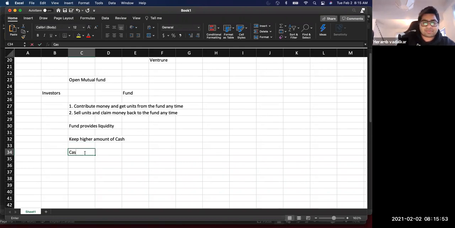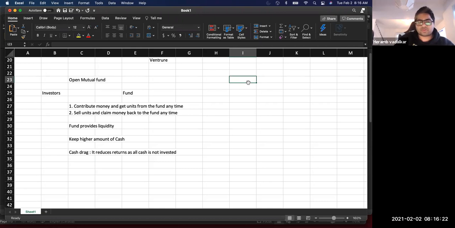This creates something called a cash drag. What is a cash drag? It reduces returns as all cash is not invested. Okay, this is an open mutual fund.